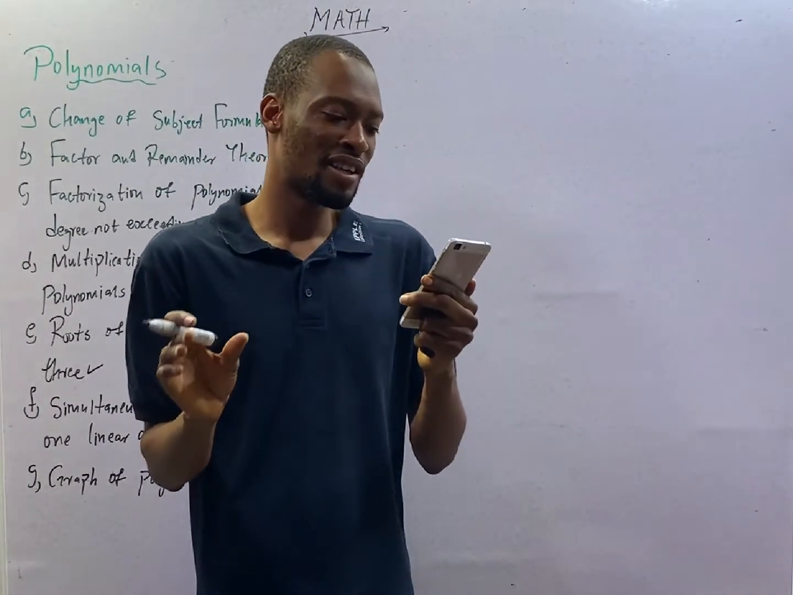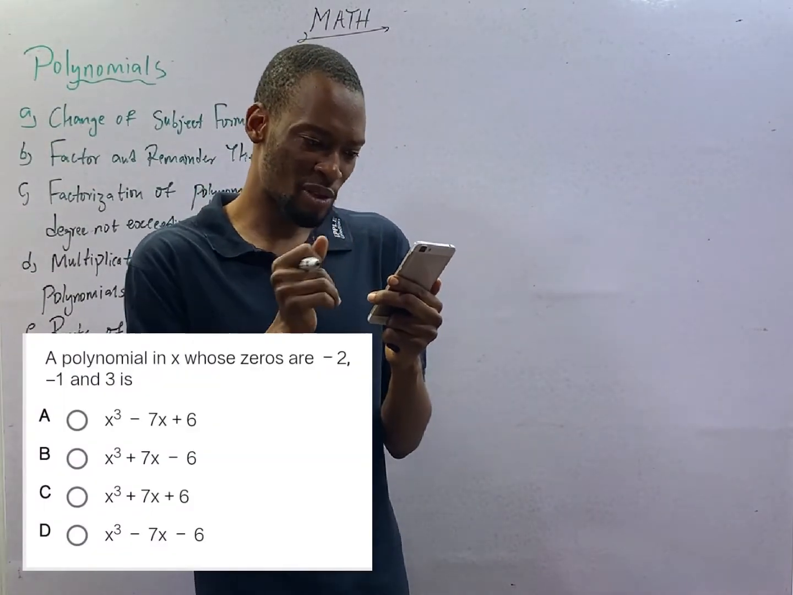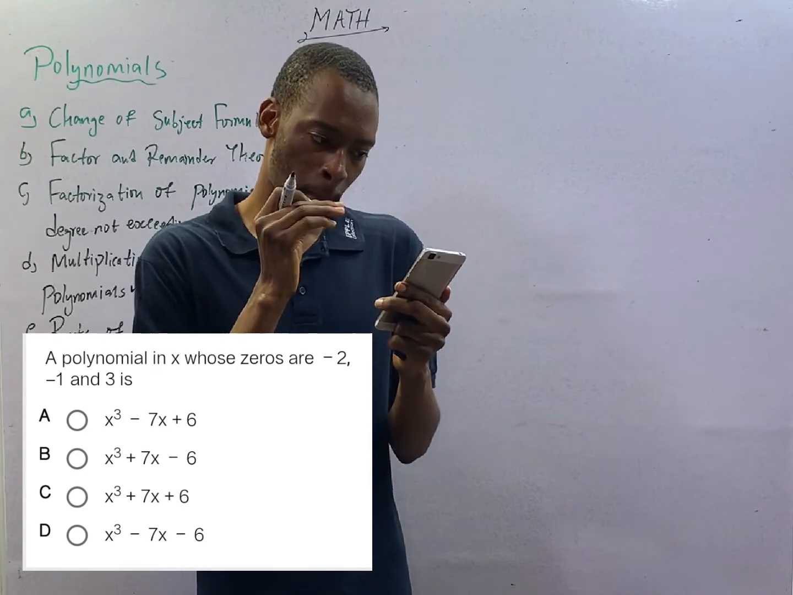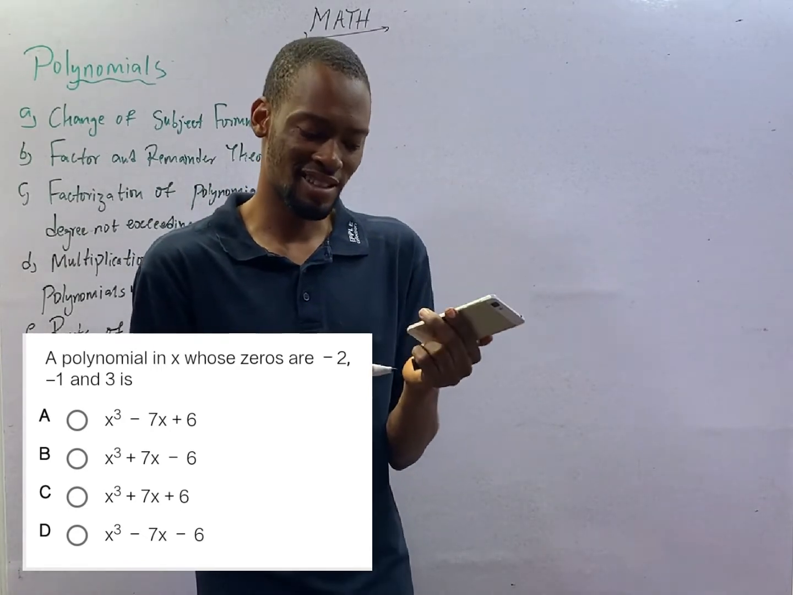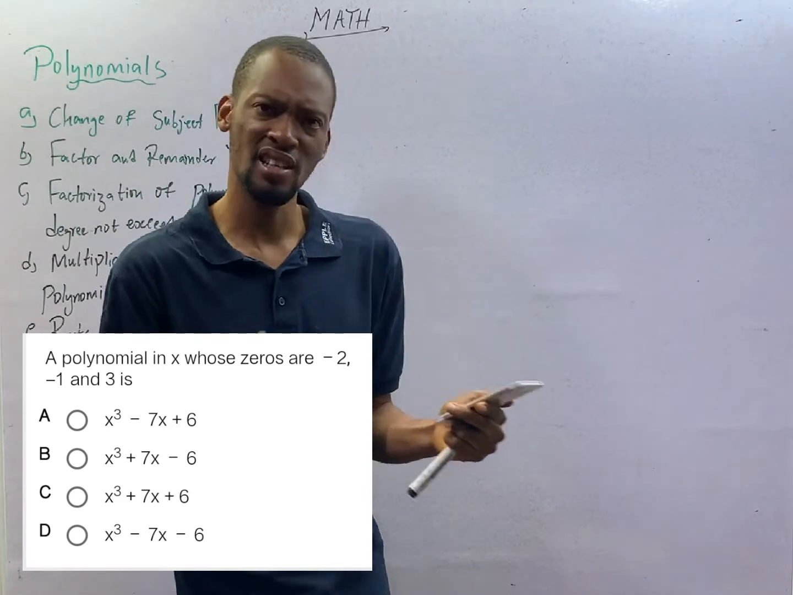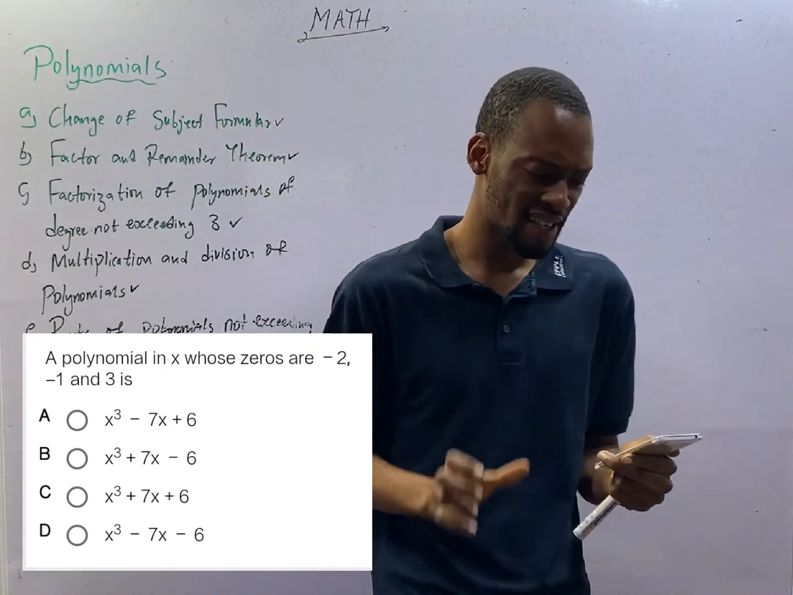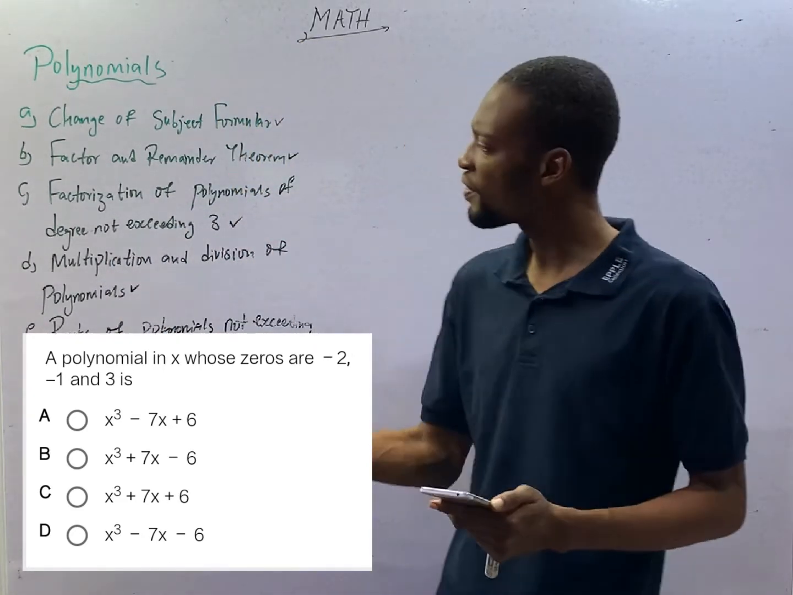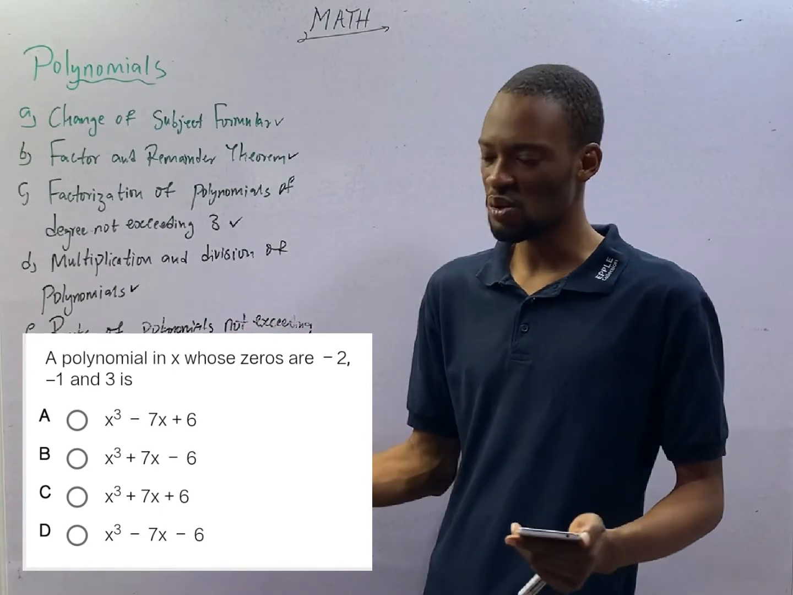A polynomial in s whose zeros are minus 2, minus 1, and 3 is dash. This polynomial is obviously of degree 3 because it has 3 roots, or 3 answers, or 3 zeros.